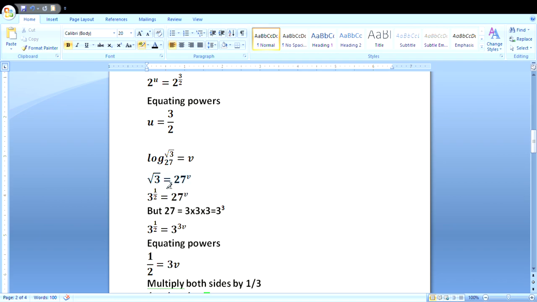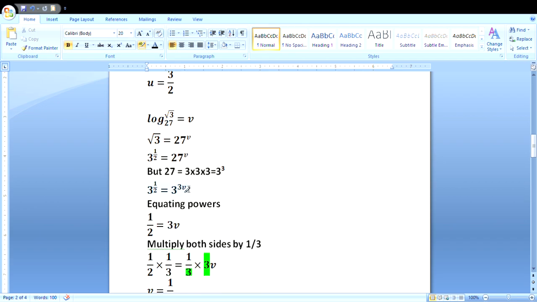So root 3 is simply 3 raised to the power half, and we need to express 27 so that we have a common base. So 27 is the same thing as 3 raised to the power 3, and if we replace 27 with 3 cubed, eventually 27 raised to the power v becomes 3 raised to the power 3v, because we have to multiply the powers here, that's 3 times v. So here we equate powers again. To obtain v, we equate powers so that half is equal to 3v.